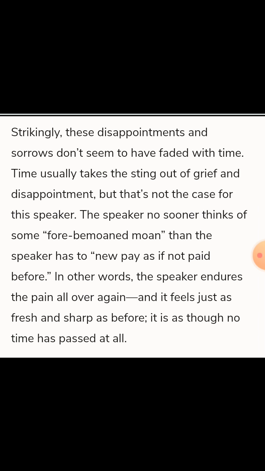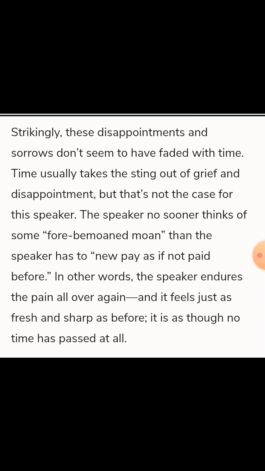No sooner does the speaker think of some forgotten moan than he has to mourn anew, pay as if not paid before. Then he has to weep, he has to regret again. In other words, the speaker endures the pain all over again, and it feels just as fresh and sharp as before. It is as though no time has passed at all.